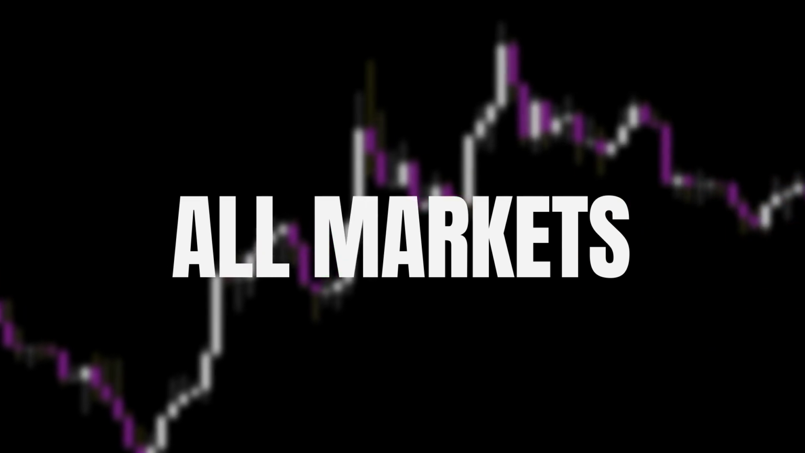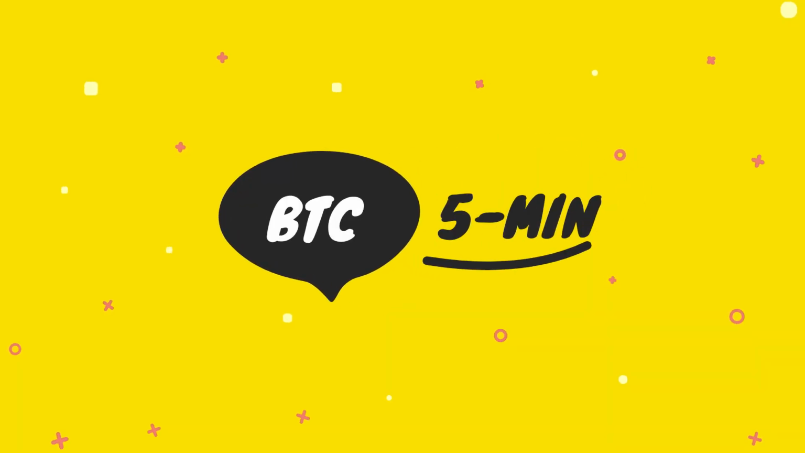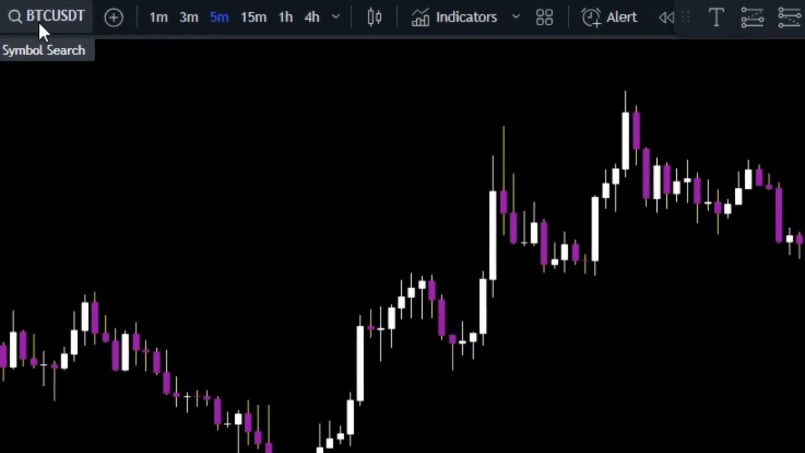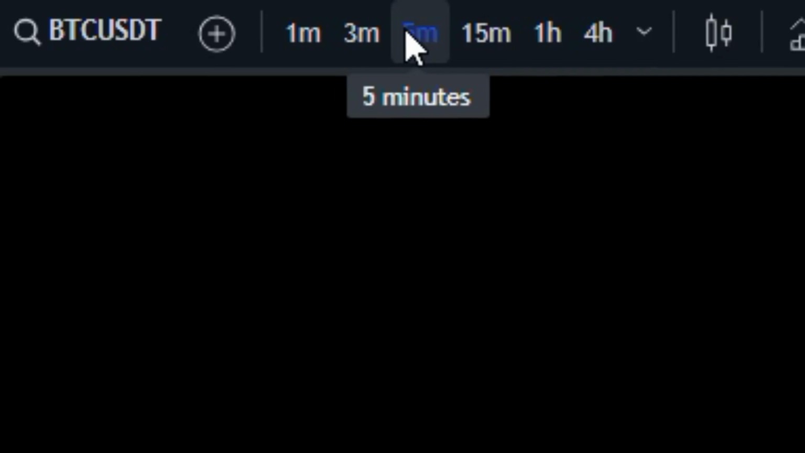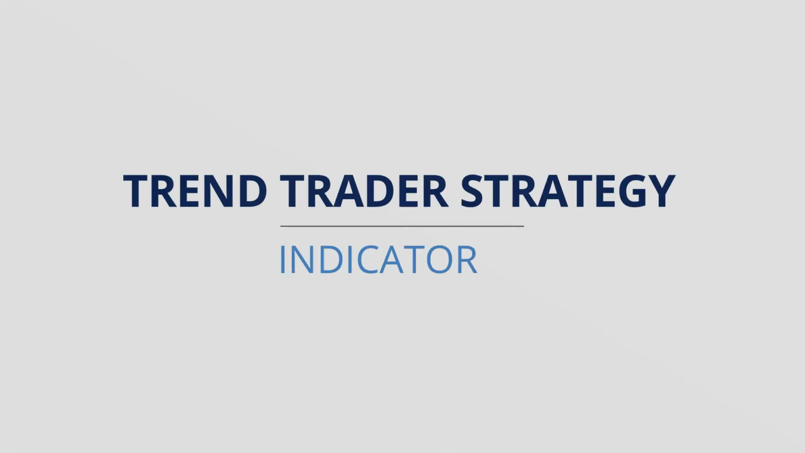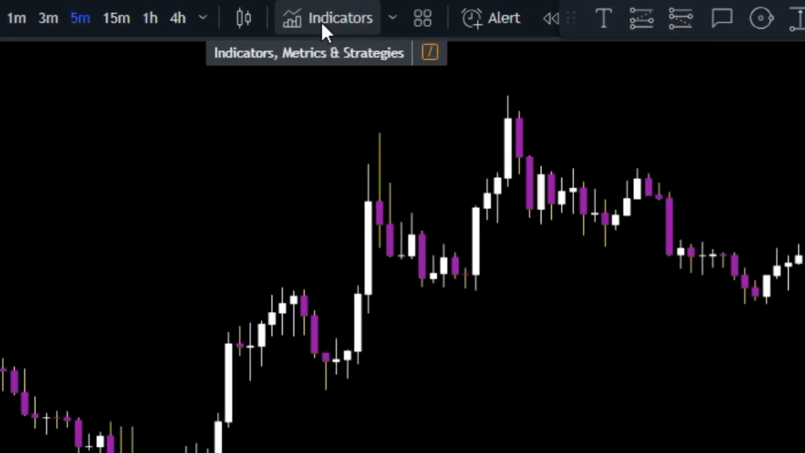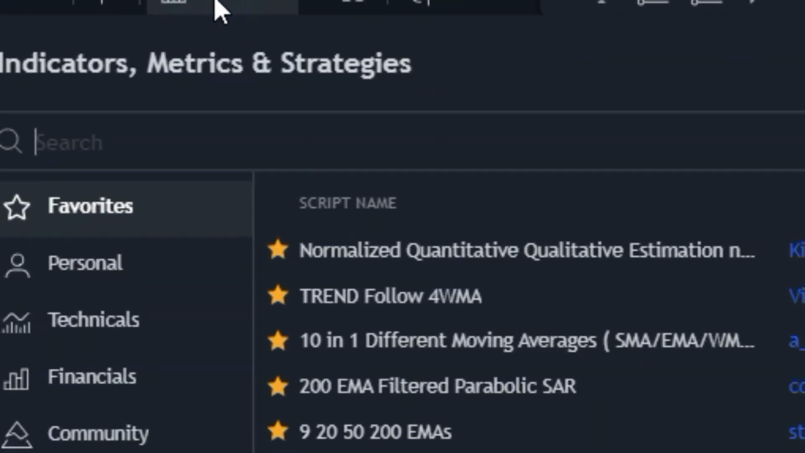Alright traders, let's get started by opening up TradingView. For this strategy, we'll be using Bitcoin 5-minute chart. Now it's time to add our first secret weapon, the Trend Trader Strategy Indicator. To find it, just head over to the indicator section in TradingView and search for Trend Trader Strategy.